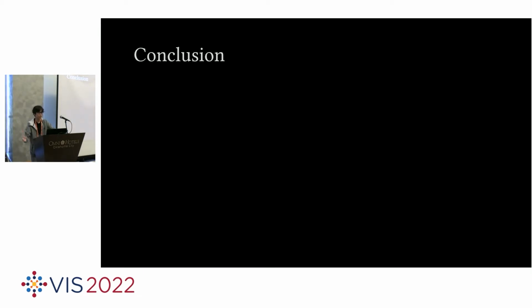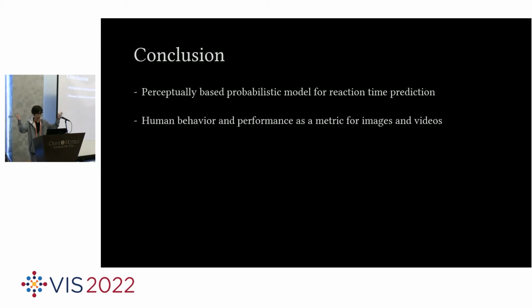In summary, we presented a perceptually based probabilistic model for predicting reaction times when completing visual tasks, and showed various applications that the work could be used in, and finally evaluated our work in validation studies emulating real-world situations. There are many interesting applications where models of human reaction times are useful within the computer graphics space. More broadly, the general direction of studying human behavior and performance as a metric to measure and evaluate computer graphics pipelines is a very interesting research direction that we've explored here.